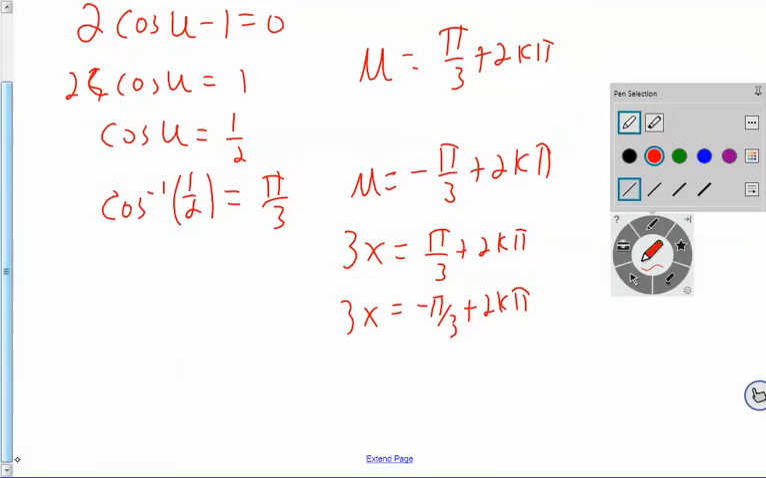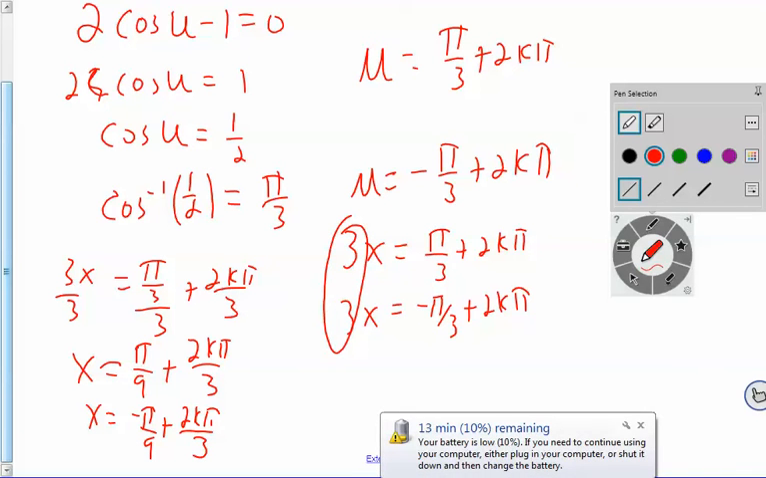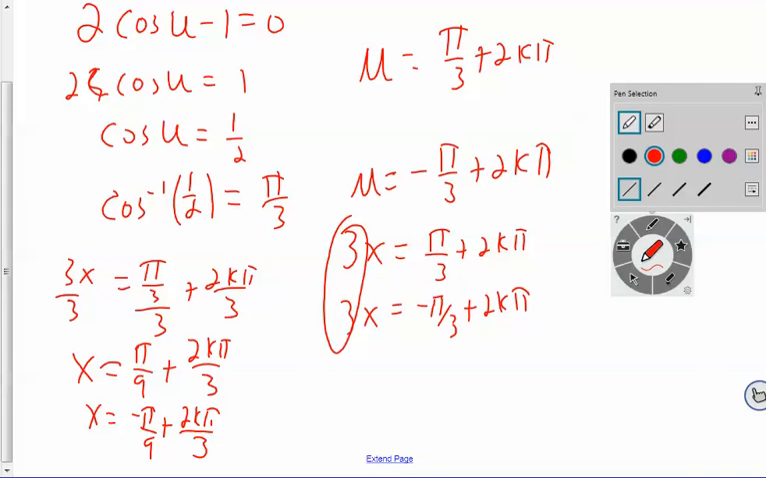Now if I want to solve this, I actually have to divide both sides by 3. So pi over 3 divided by 3 plus 2k pi divided by 3, and the other one is going to be the negative. So x equals pi over 9 plus 2k pi over 3, and the other answer is negative pi over 9 plus 2k pi over 3, and that covers it. What makes it goofy is this part right here. Okay, that's what makes it goofy, but we're not going to worry about that.